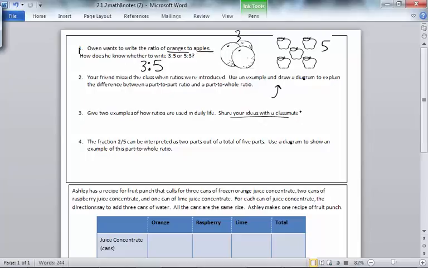And 4, the fraction 2 over 5 can be interpreted as 2 parts out of a total of 5 parts, right? A part to whole. Use a diagram to show this. Okay, so pause the video, finish off questions 2, 3, and 4 on your own.